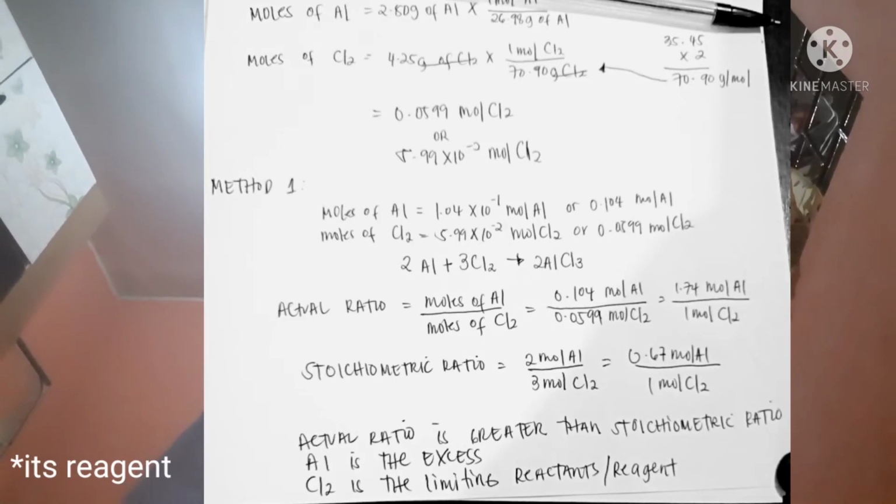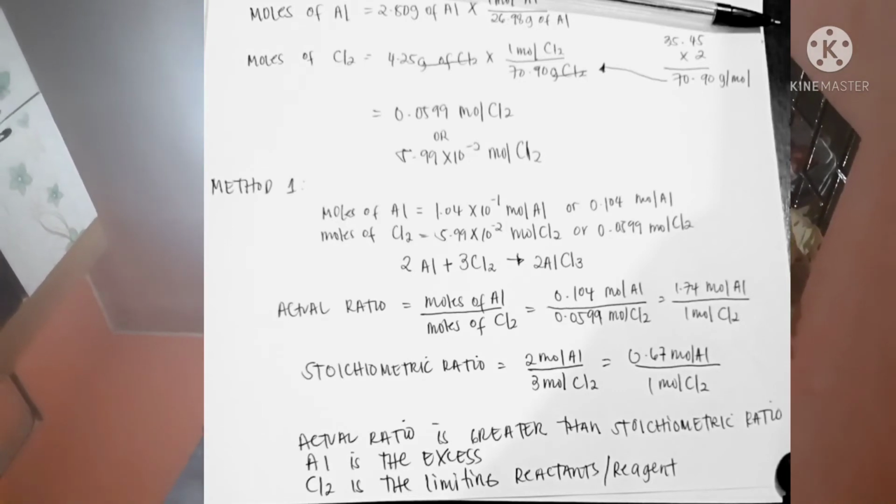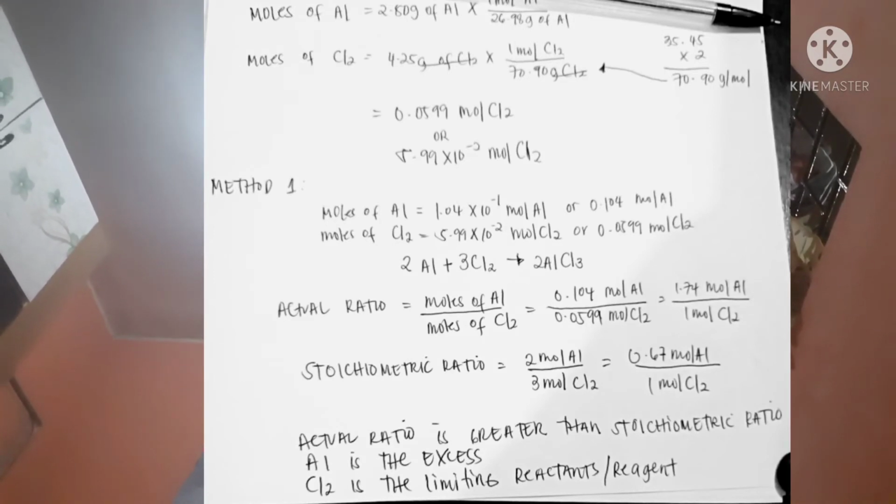So let's compare our answers. We got an actual ratio of 1.74 and a stoichiometric ratio of 0.67 mole of aluminum. So we notice here that our actual ratio is greater than our stoichiometric ratio. What does it mean? It means meron tayong maraming aluminum na pwede mag-react sa bawat mole ng chlorine gas. Therefore, ang excess reagent is aluminum and the limiting reagent naman is chlorine gas.